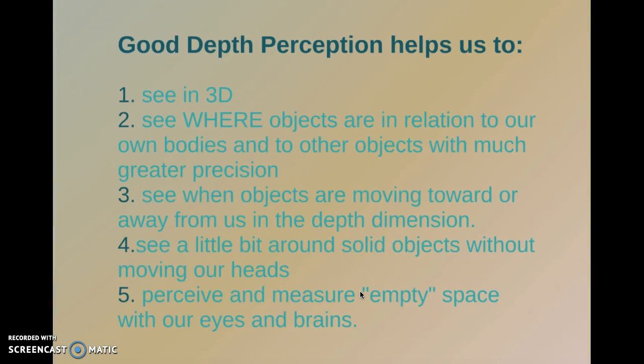Okay. So if you have good stereopsis, you're going to have good depth perception. And this is going to help us to see in 3D, to see where objects are in relation to our own bodies and to other objects with much greater precision. It's going to help us see when objects are coming towards us or away from us. It helps us see a little bit around solid objects without moving our heads. And it helps us perceive and measure empty space with our eyes and brains.